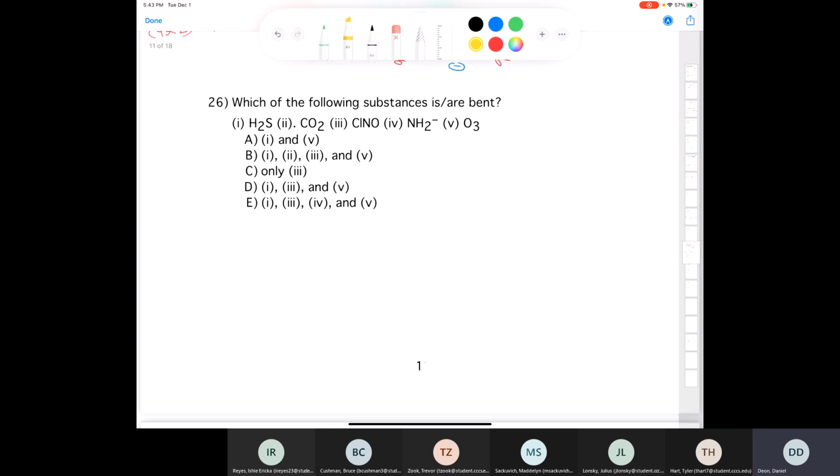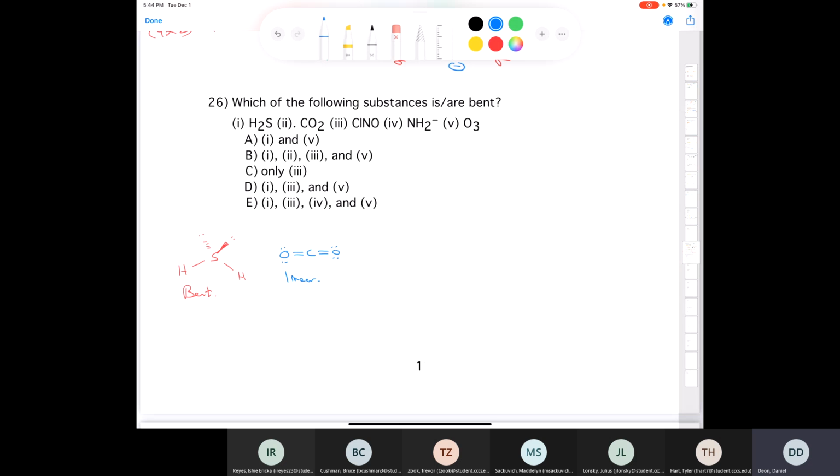Question 26, which of the following substances is or are bent? Let's draw some Lewis structures here, showing molecular geometries. We got H2S, hydrogen sulfide, which is going to be bent. We've spent some time looking at H2S, which is similar in structure to H2O, so it is bent. If we look at carbon dioxide, CO2 is a linear molecule. We actually looked at its structure earlier today, so linear.